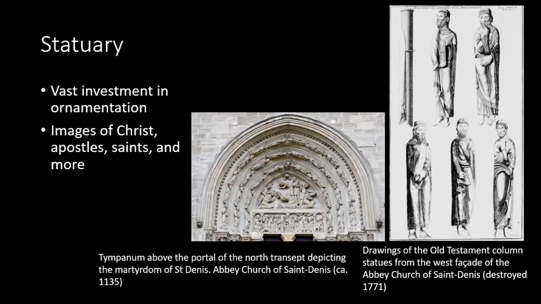In addition to these large-scale architectural elements, we can also see increased investment in architectural sculpture and statuary. Images include Christ, the apostles, and saints, but also include kings, often those who contributed to the construction, and bishops, either from the church's history or contemporary contributors, and on a less pleasant note, the occasional devil. Here you can see a couple of examples. One tympanum, that is the block filling the arch above the door, from the Abbey Church of Saint-Denis, and drawings of now destroyed column statues from the west facade of the same building.